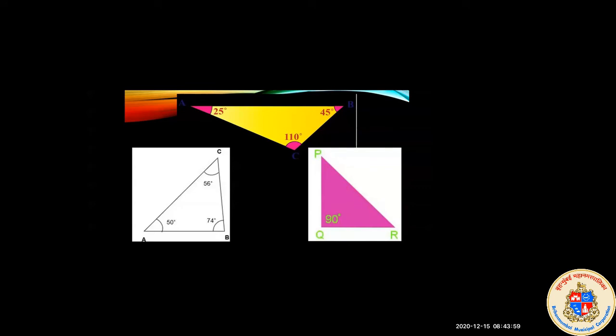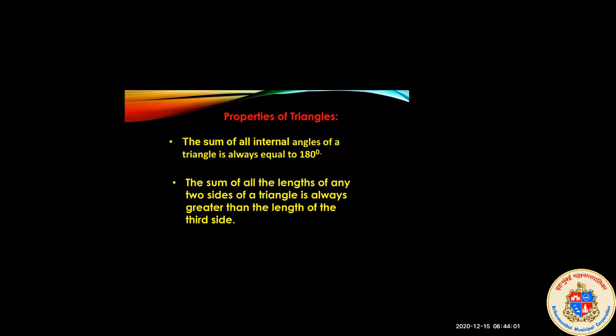Very good, students. So now, properties. What were the properties? The sum of all internal angles of a triangle is always equal to 180 degree. This was the first property. Remember this. Then the second was that the sum of the lengths of any two sides of a triangle is always greater than the length of the third side.